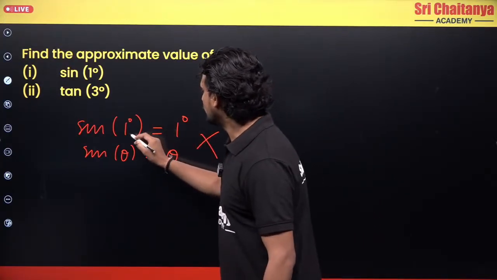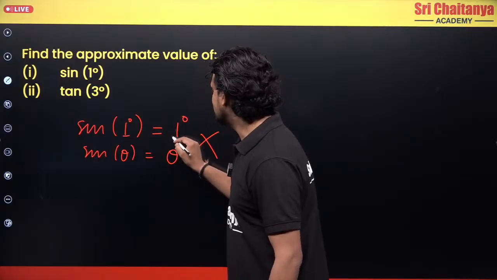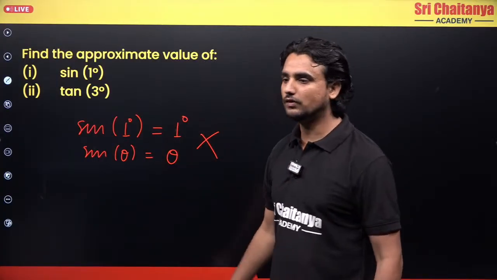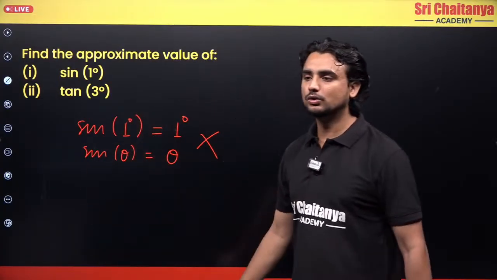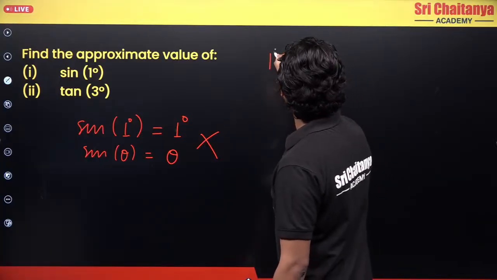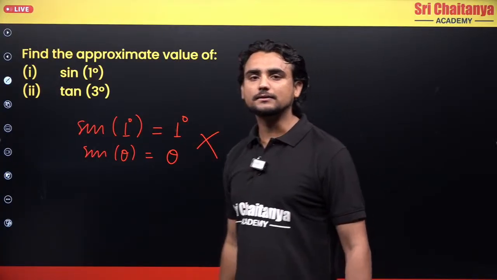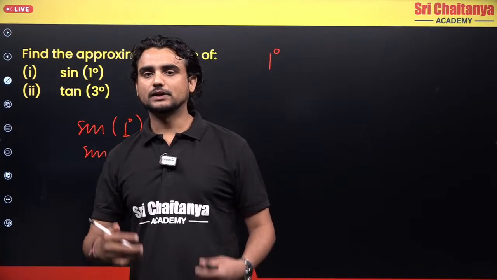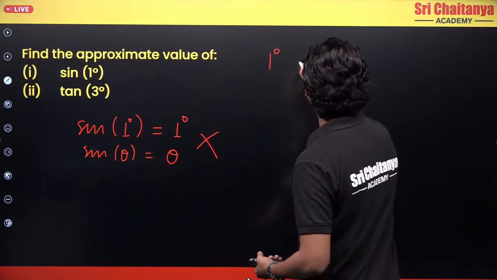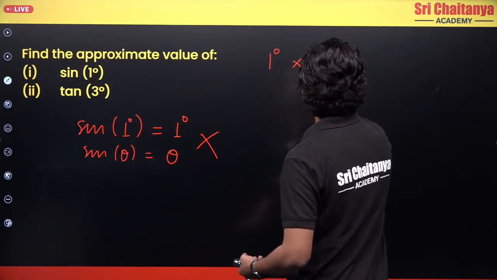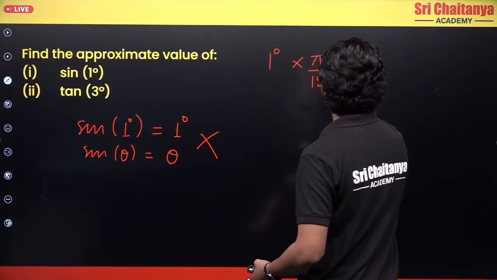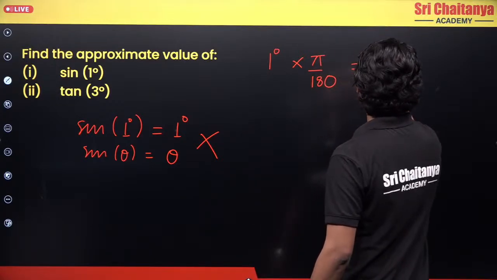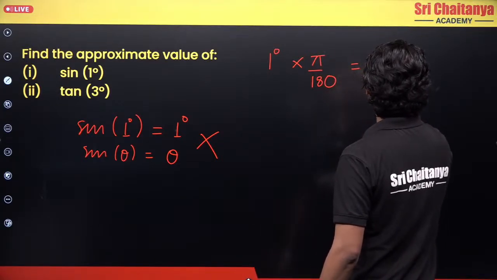Because I told you that you should not take this in degrees. You should take this in radians. So first I will convert this 1 degree into radian. How will you convert 1 degree into radian? To convert degree into radian, you multiply it by pi by 180. So this will become pi by 180 radians.